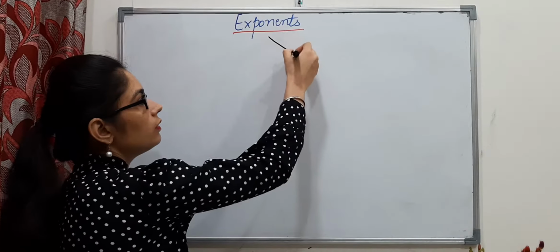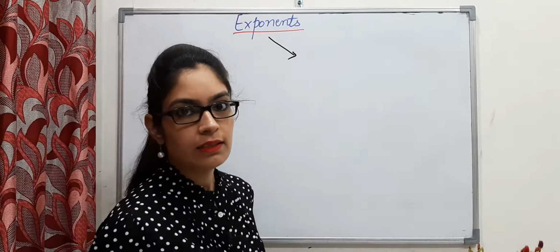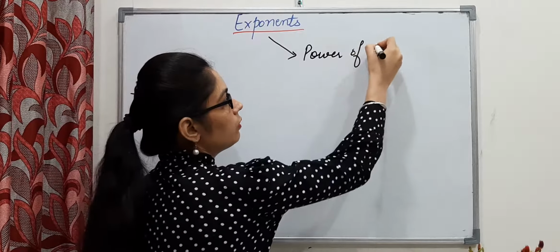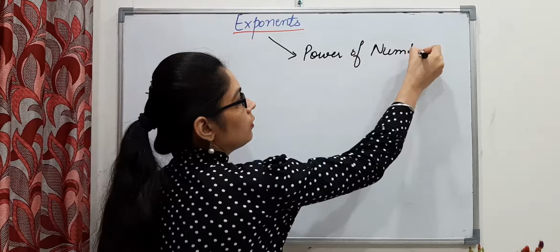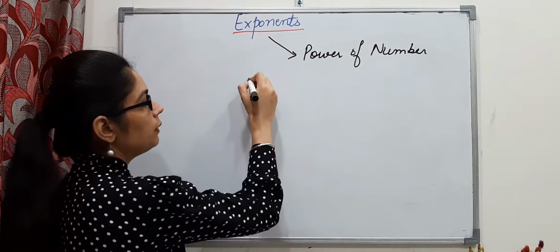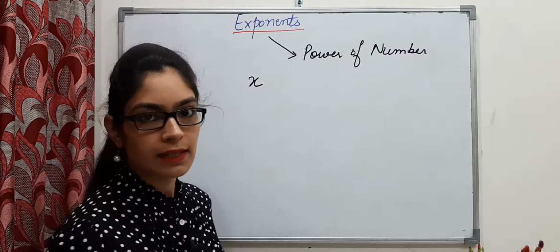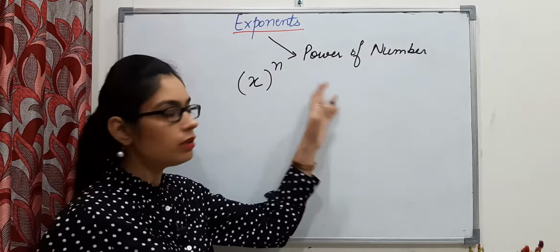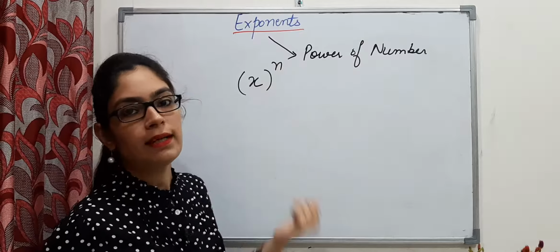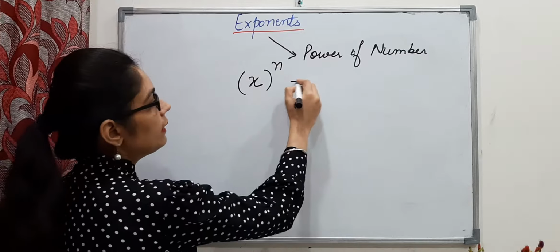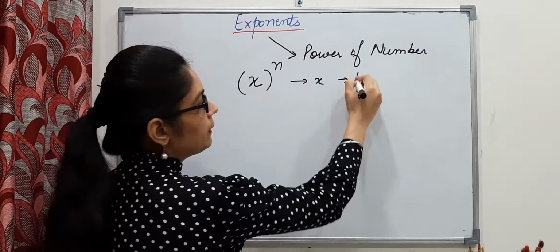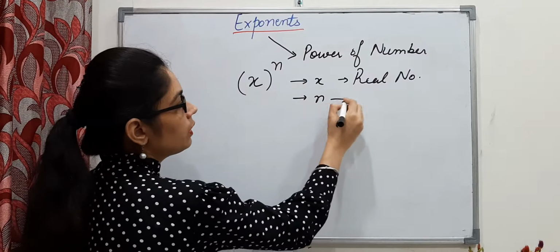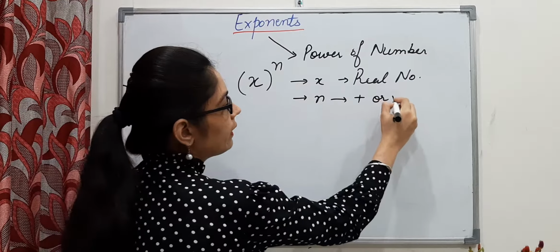So exponent, in simple words, the meaning of exponent is power of a number. Suppose that number is x and its power is n, then this n, which is the power of x, is known as the exponent of this number. Here x can be any real number, and n can be a positive or negative integer.